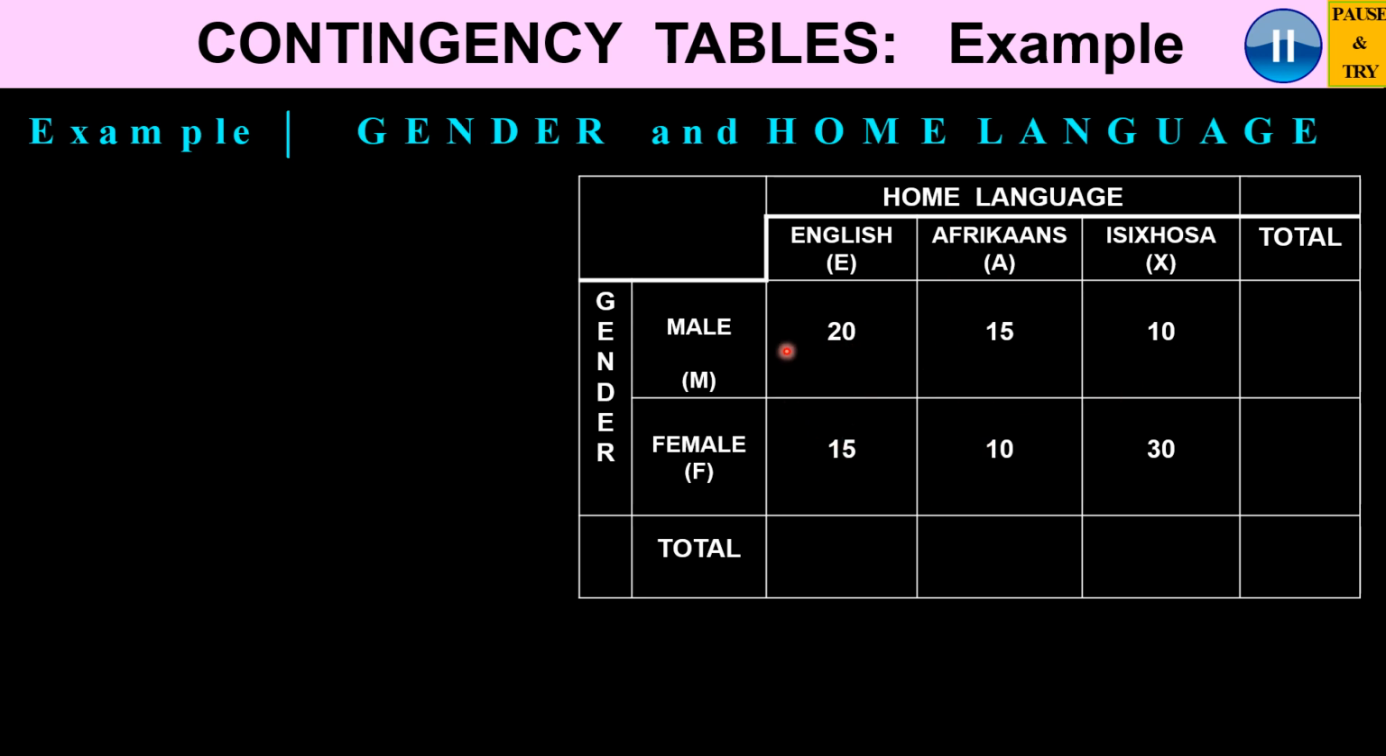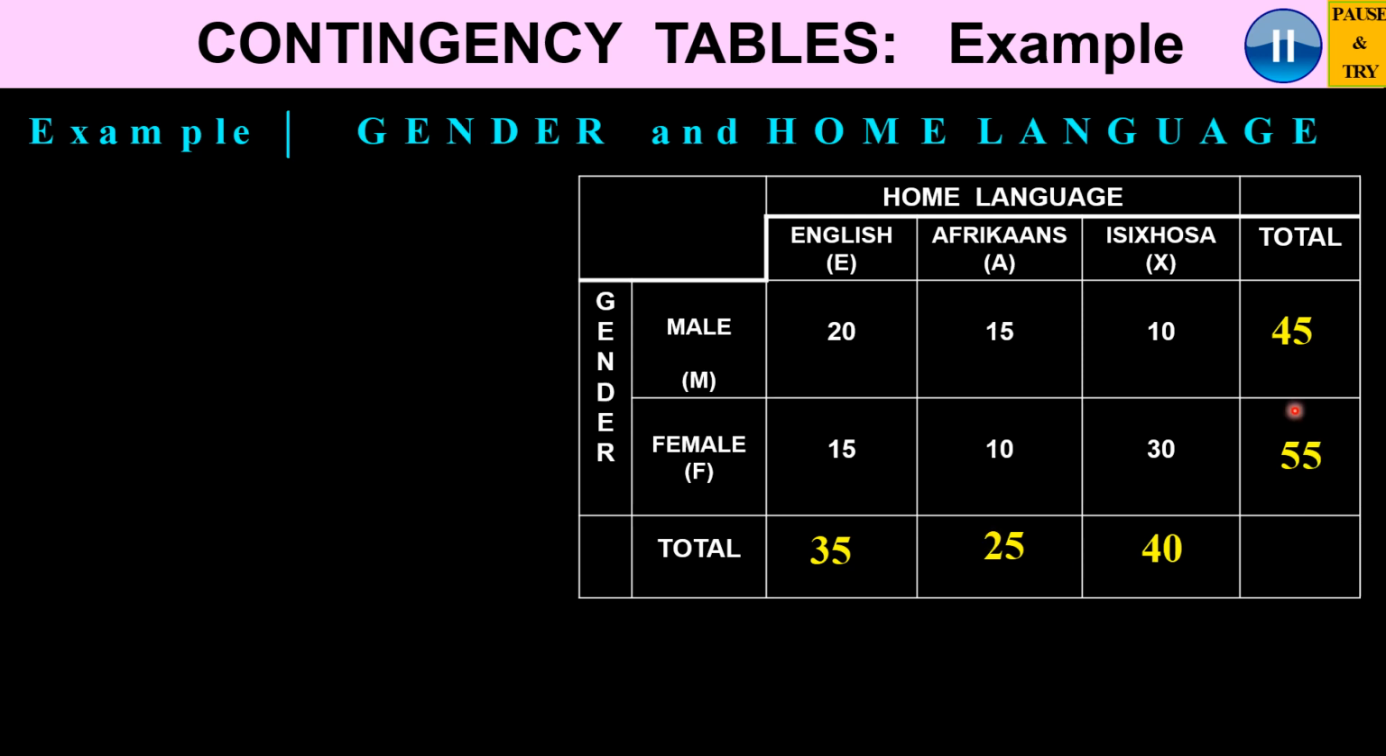So if I look at male, how many males are there and how do we find that? We have to find the total there, right? How many females are there? We have to find the total. How many people take English? So we have to complete this table by getting the total. So let's get the total for English, 35, total for Afrikaans, 25, total for isiXhosa is 40. And then we have to find the total for male. There are 45 males, and the total for females, that's 55.